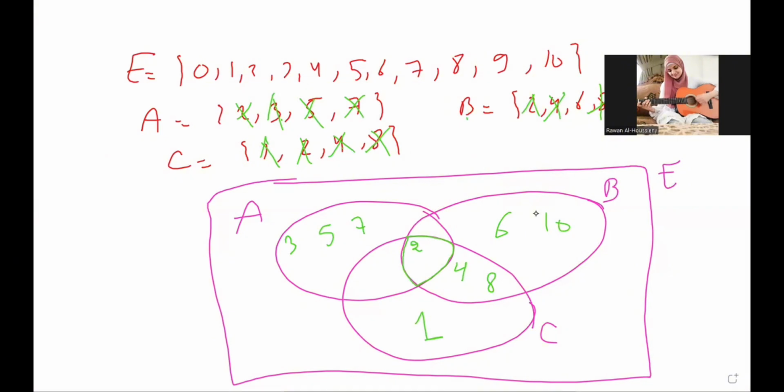Now let's check. We are done with A, B and C, and I want to go back to E now. 0 does not exist in any of these sets, so we write 0. We are done with 0. The 1 is already written. 2 too. 3, 4, 5, 6 are also written. 7 and 8 are written, 9 is not, so we write 9. 10 is already written. So we have finished the Venn diagram.